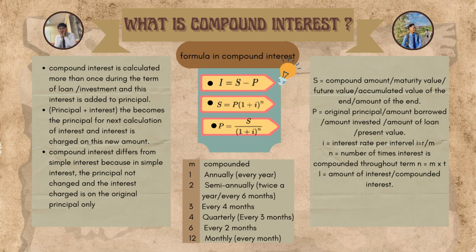n equals the number of times interest is compounded throughout the term. n equals m multiplied by t. Lastly, interest equals the amount of interest compounded, or compounded interest.